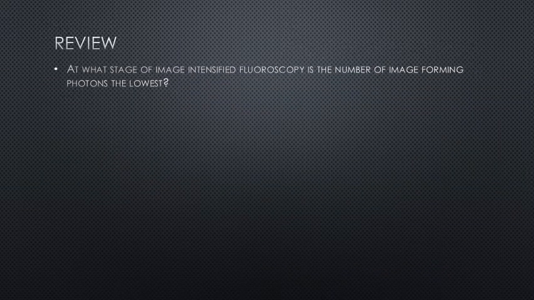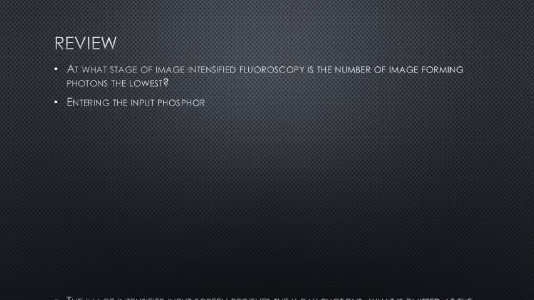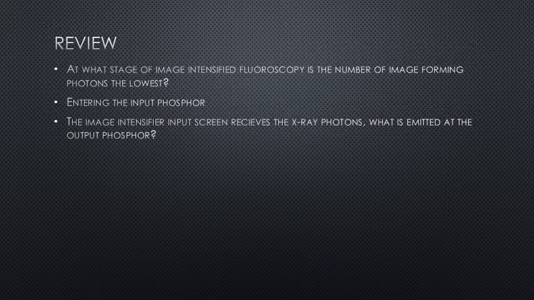So let's do a little review. At what stage of image-intensified fluoroscopy is the number of image-forming photons the lowest? It's the lowest when they enter the input phosphor. The image intensifier input screen receives the X-ray photons. What's emitted at the output phosphor? Visible light.